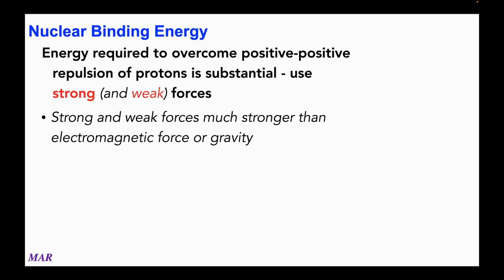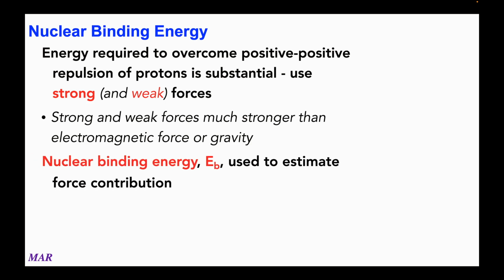The power is achieved by utilizing the strong and sometimes the weak forces, which we're not talking about as much. So it takes a lot of energy, but it is possible to overcome. Strong and weak forces are stronger than both the EM force and gravity, so that's why they become so important. So nuclear binding energy, which gets the symbol E sub B, is used to estimate the force contribution, mostly from the strong force, a little bit from the weak force, just to see how much energy is actually required to keep the atom together.